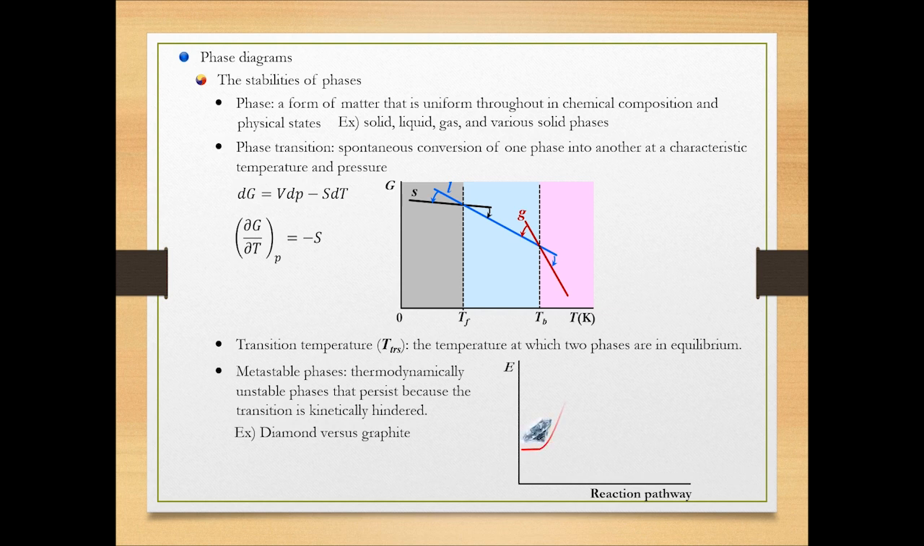At normal temperatures and pressures, the molar Gibbs free energy of graphite is lower than that of diamond, indicating a thermodynamic tendency for diamond to convert into graphite. However, due to the presence of a significant energy barrier in the transition pathway, the diamond phase remains stable and does not transition to the graphitic phase.